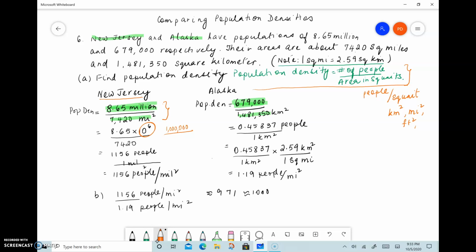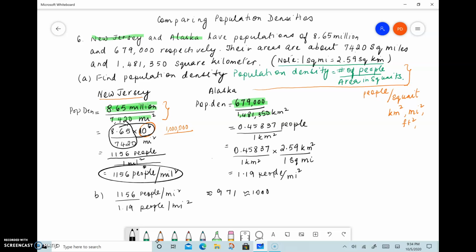8.65 times 10 to the 6 is basically 8.65 million divided by 7,420 square miles. And when we use the calculator, we simplify it. We do the calculations and we get 1,156 people per square mile. So this is the population density, but remember this is in square miles.